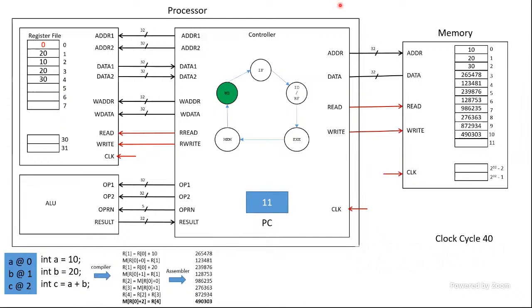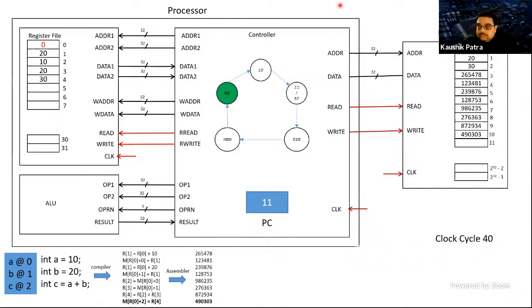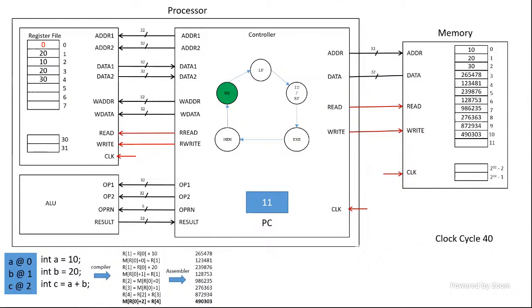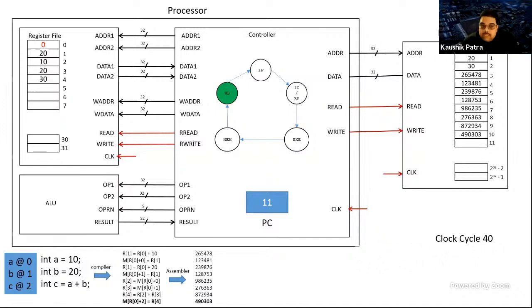Question? Yes. Will the data in the register file, like addresses 1, 2, 3, and 4, stay there until it's overwritten? Yes, it will stay until it is overwritten by a later instruction.